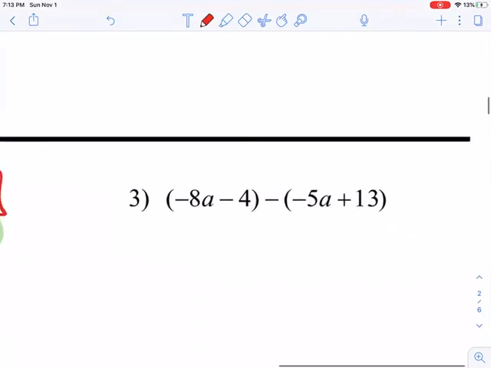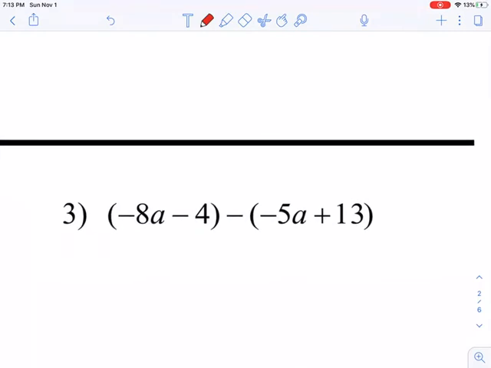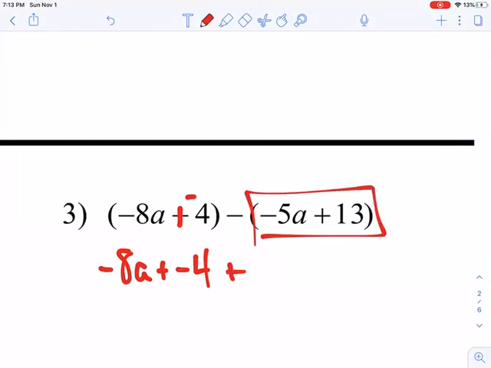Okay, look at number 3. The first set of parentheses have a subtraction, so we're going to change that to a plus negative. And now we're going to do what we do to our integers, just like we did. We're going to keep the first set. The middle subtraction becomes addition. Everything in this group becomes its opposite. So negative 5a becomes a positive 5a, and a positive 13 becomes a negative 13.